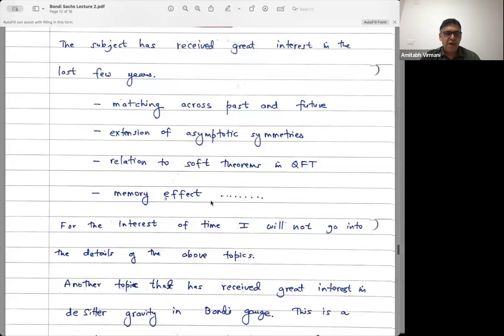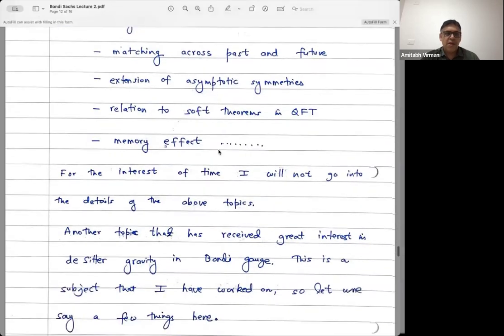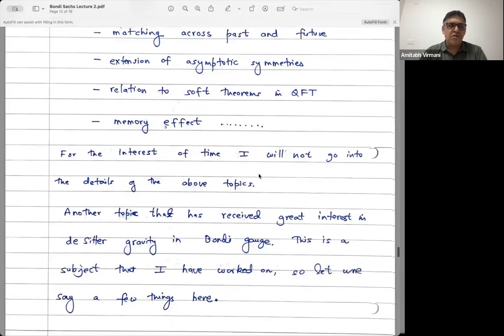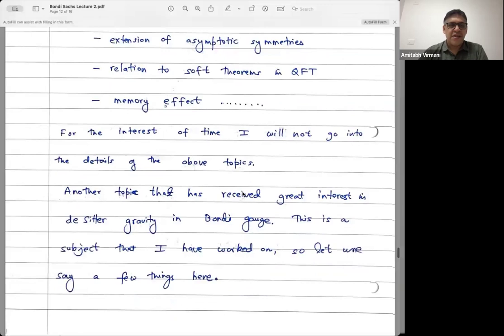Then memory effect is another topic which has received a lot of attention. This is related to the interpretation of supertranslations, and as an extension, relation to extensions of these asymptotic symmetries also. Okay, so for the interest of time, I will not go into the details of the above topics.